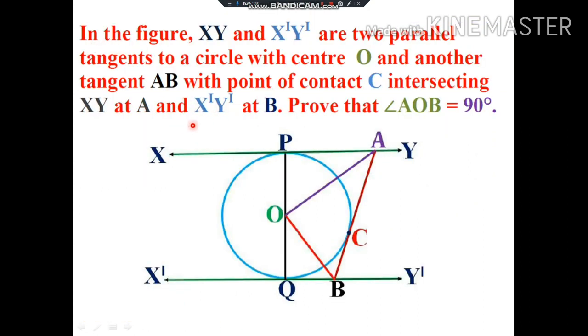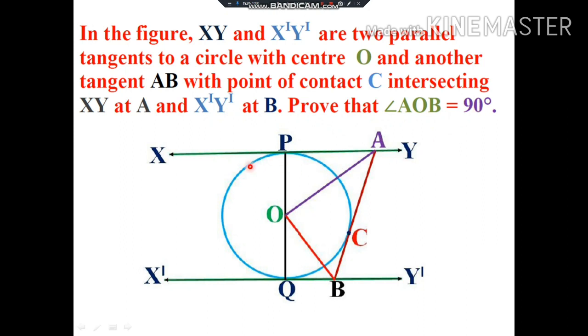Dear children, now let us consider one more problem. Problem is here. In the figure, XY and X dash Y dash are two parallel tangents to a circle with center O and another tangent AB with point of contact C intersecting XY at A and X dash Y dash at B. Prove that angle AOB is equal to 90 degrees.